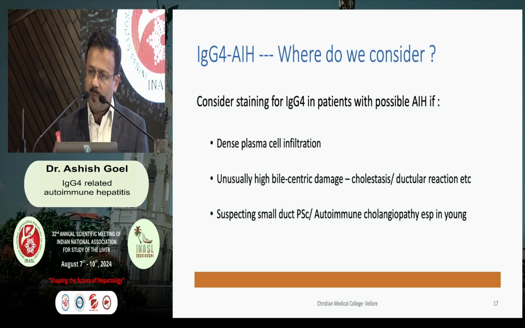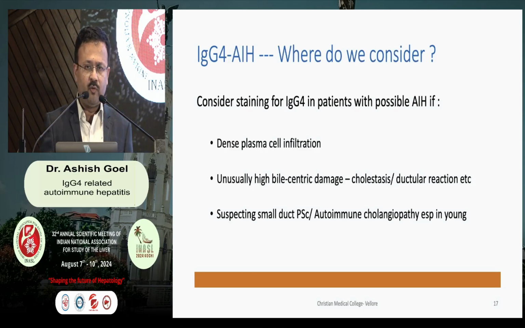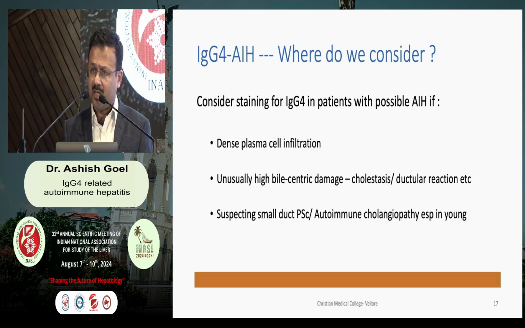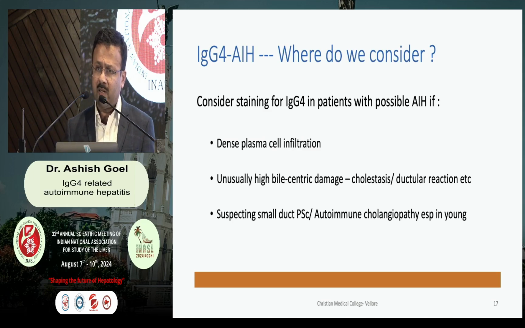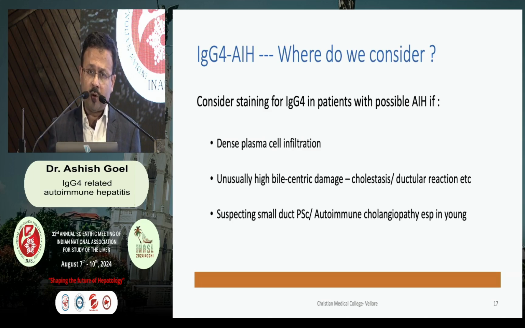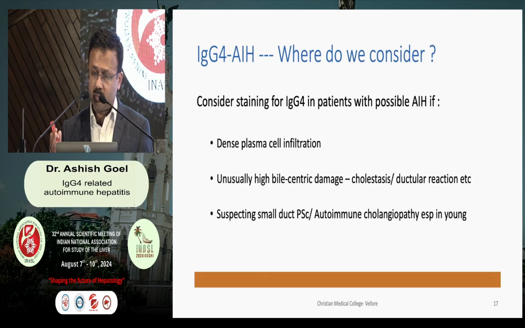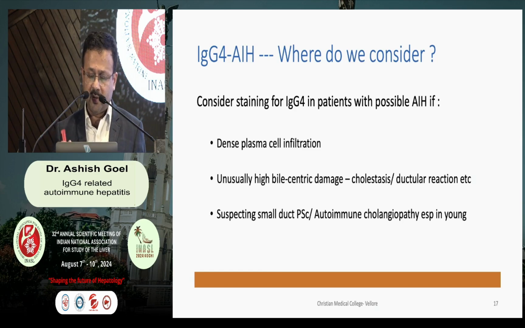We haven't found too many patients fitting into IgG4 related autoimmune hepatitis, but where do we stain for IgG4? We stain for it if the biopsy shows a dense plasma cell infiltration. We stain if there is unusually high biliary centric damage. Autoimmune hepatitis generally will not have bile centric damage, but if there is a lot of cholestasis or a ductular reaction, we try and stain for IgG4, and anyhow any patient we are biopsying for small duct PSC or autoimmune cholangiopathy, that is the group we will stain for IgG4.